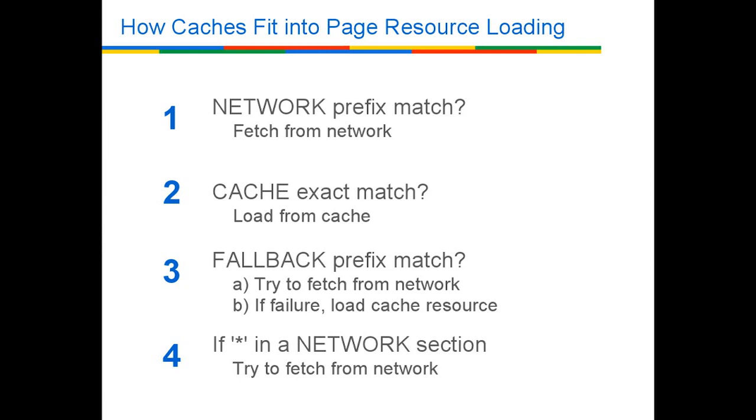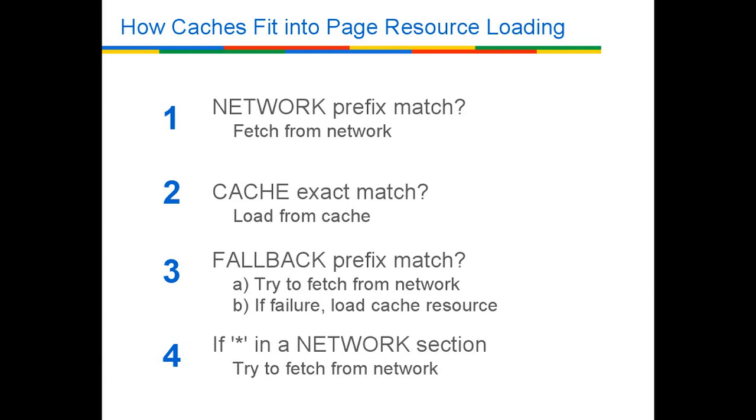Next, it looks to see if there's an exact match on one of the cache lines. And for the purposes of this exact matching, only the fragment ID is ignored. Any query strings or other parts of the URL are actually considered. So you need to be careful about that. And if you're using query strings, usually the ordering of your query string arguments doesn't matter, but it matters here for purposes of this match. It's very simple.